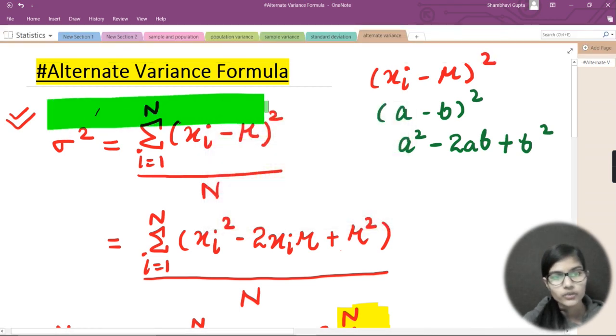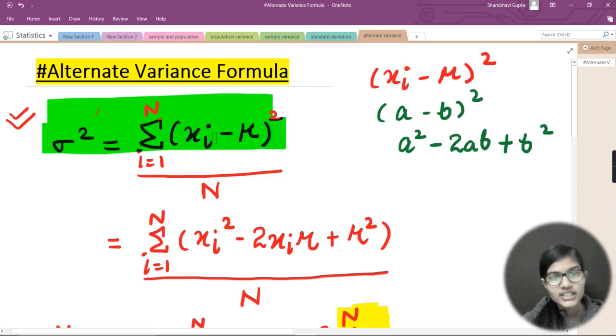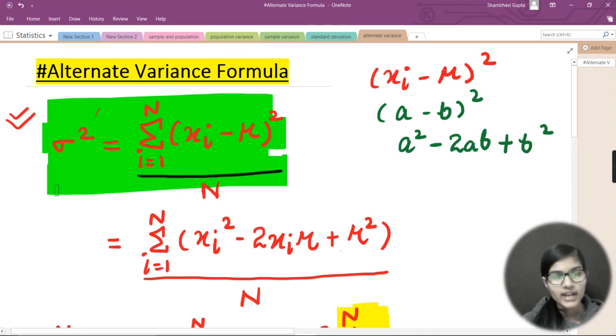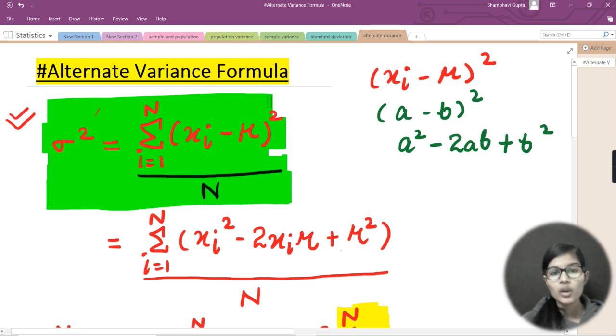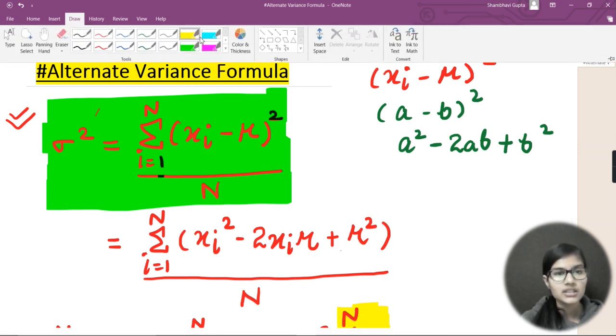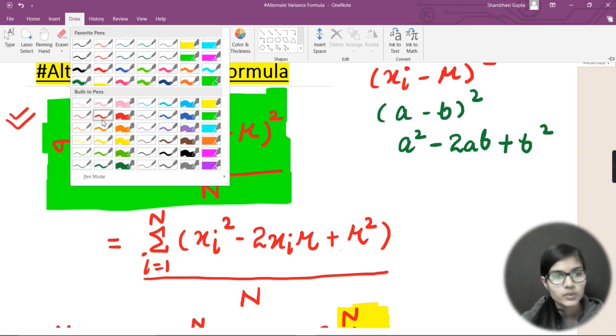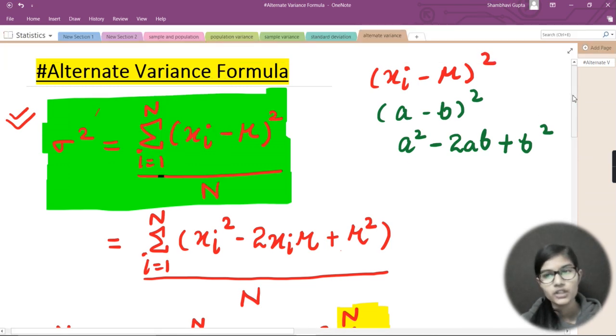So now we are familiar with three formulas for population variance, and they are as follows. The first one is sigma squared equals summation of x of i minus mu whole square, where the summation goes from 1 to n, and which is whole divided by n. So this is the first formula which we were already introduced to in the last video.